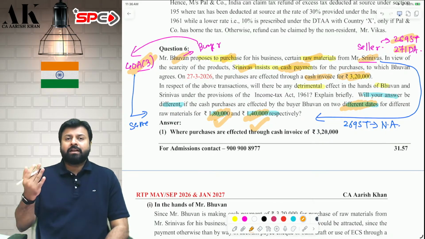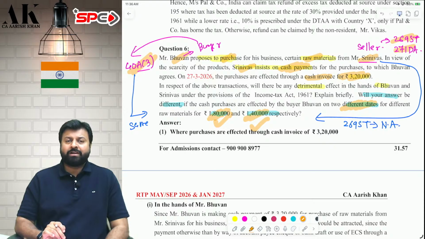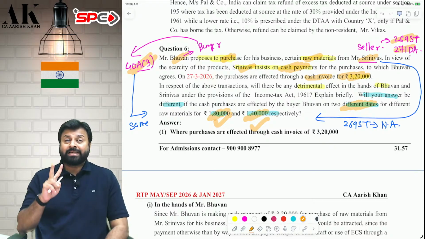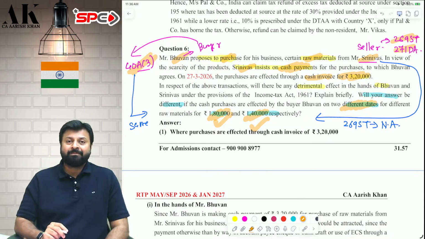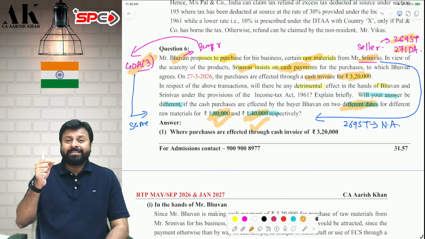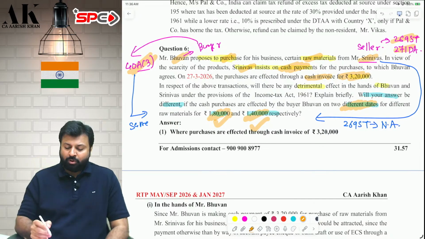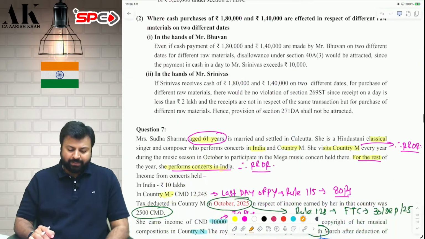What about seller? Seller will escape from 269ST and 271DA. Why? Because the transaction is happening on 2 different days, and on every day, the transaction value is not exceeding 2 lakh rupees or more. Therefore, seller will escape from 269ST and 271DA. I hope it is clear to all of you.